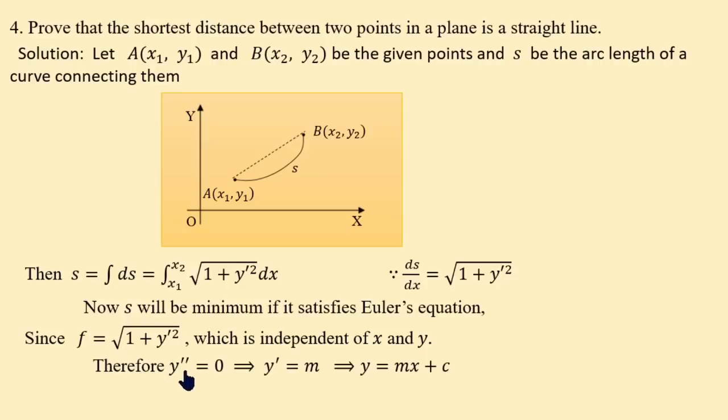Now integrate y double dash. So y dash is constant. Second derivative 0 means first derivative is constant. Again integrate. Derivative of m is x, mx plus integrating constant c. Therefore, y equal to mx plus c. Clearly, this is the curve. You know that y equal to mx plus c is a straight line. Therefore, along this straight line, the distance between A and B is the shortest one.